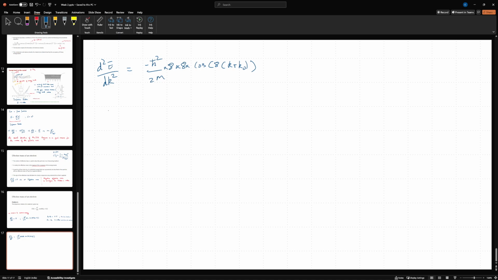Therefore, d²E upon dk² is less than 0 at k equals minus k₀, which implies that k equal to minus k₀ is a maximum energy point.